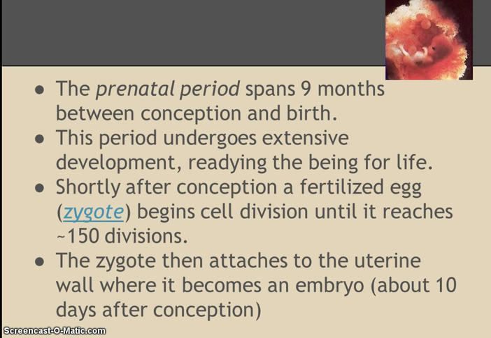The prenatal period spans 9 months between conception and birth. This period undergoes extensive development, readying the being for life. Shortly after conception, you have a fertilized egg, which the term for that is a zygote. It begins cell division until it reaches 150 divisions. The zygote is then going to attach itself to the uterine wall where it becomes an embryo, and that usually starts to happen at 6 days and completes the process at about 10 days after conception.